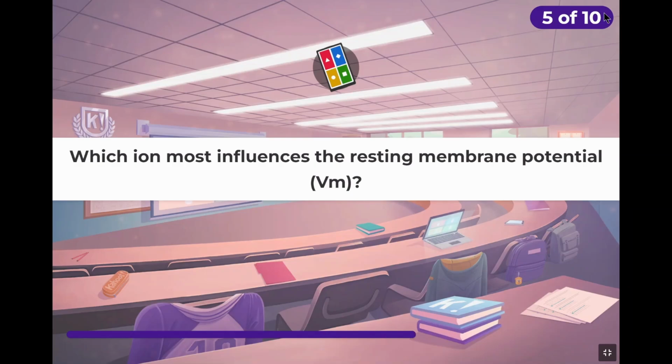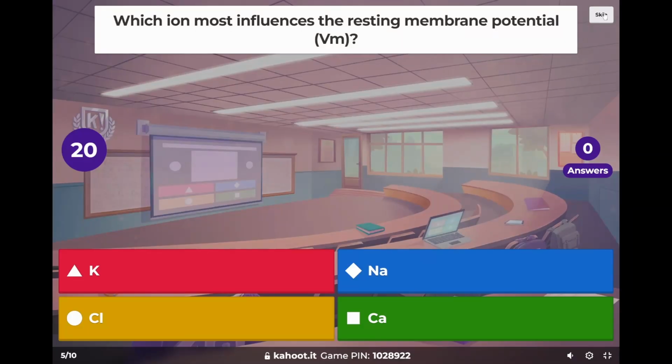Okay, what ion most affects the resting membrane potential? Everybody get both?